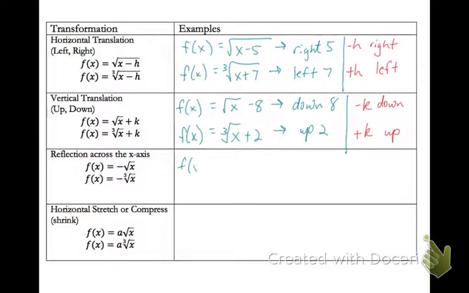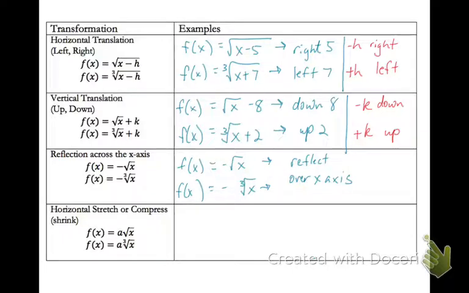Now let's talk about reflections. So this is if we have a negative multiplying outside either our square root or our cube root function. That will reflect or flip the graph over the x-axis. So rather than starting down on the left, up on the right, it will start up on the left and then continue down on the right.